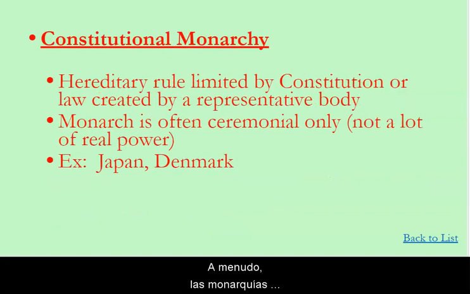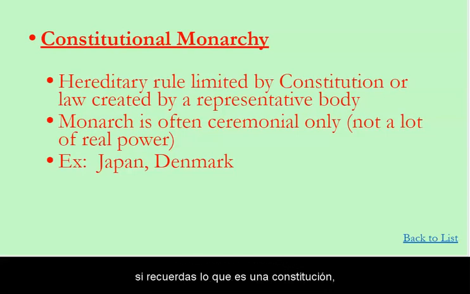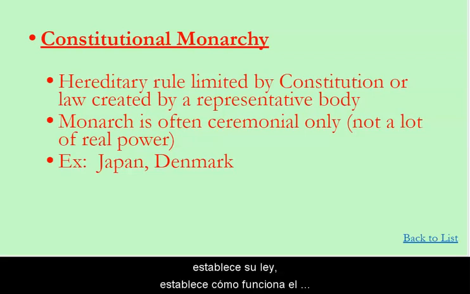Oftentimes, constitutional monarchies will also include a parliamentary system. In a constitutional monarchy, if you remember what a constitution is, it sets up its law, it sets up how government works. What happens is that there is hereditary rule.